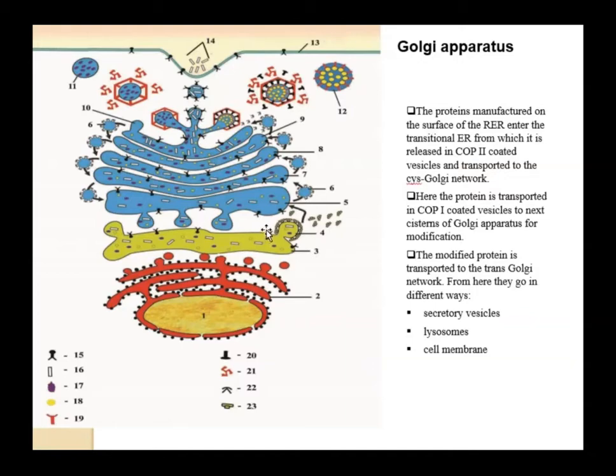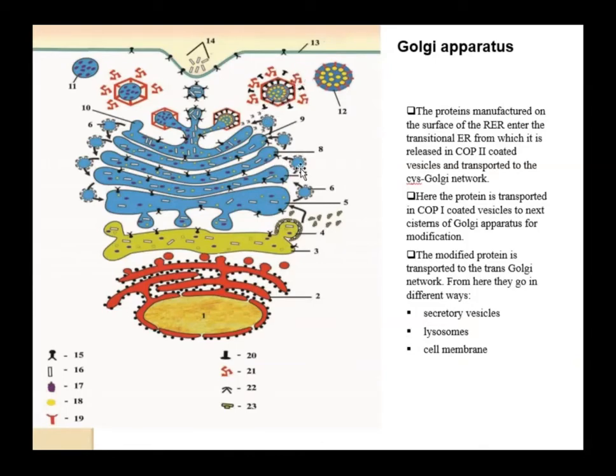They are packaged in small transport vesicles whose membrane is derived from the endoplasmic reticulum and is covered by COP2 protein, that is, coat protein. These COP2 coated vesicles travel to the vesicular tubular cluster, that is, the cis-Golgi network. Here they lose their COP2 coat and fuse with it. The proteins are passed to the various phases of the Golgi apparatus, again via COP1 coated vesicles.